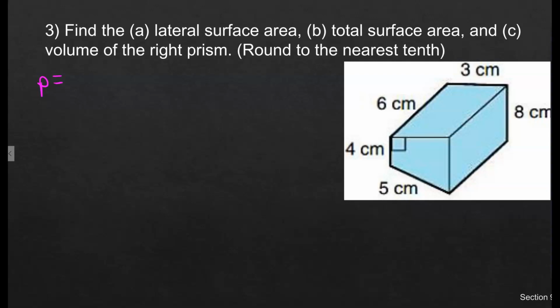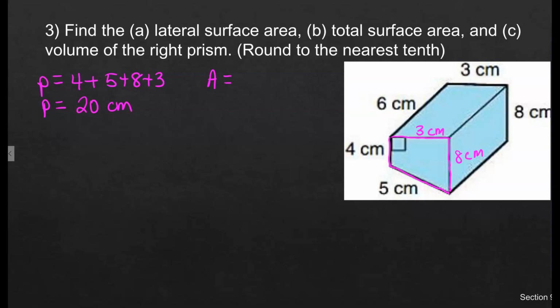So the perimeter of my base is going to be 4 plus 5 plus 8 plus 3, right? Because that's all the sides of my base. So let me outline that. Okay, so 4 plus 5 plus 8 plus 3. So the perimeter of my base is 20 centimeters.